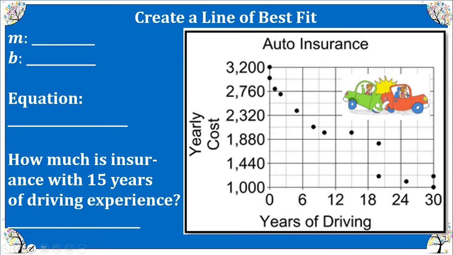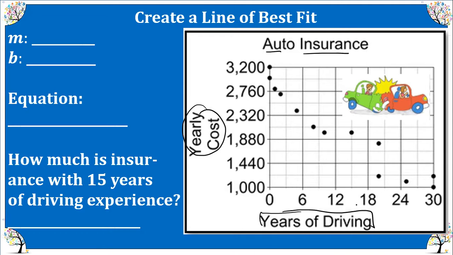So here we have a scatter plot. Again, let's take a look at the title. This is auto insurance, and we're looking at the years of driving and what you pay for auto insurance in a year. So notice that as years go by, as years increase, my auto insurance decreases. The more experience I have, the less I have to pay in auto insurance. So we're going to create a line of best fit. This has a negative correlation.